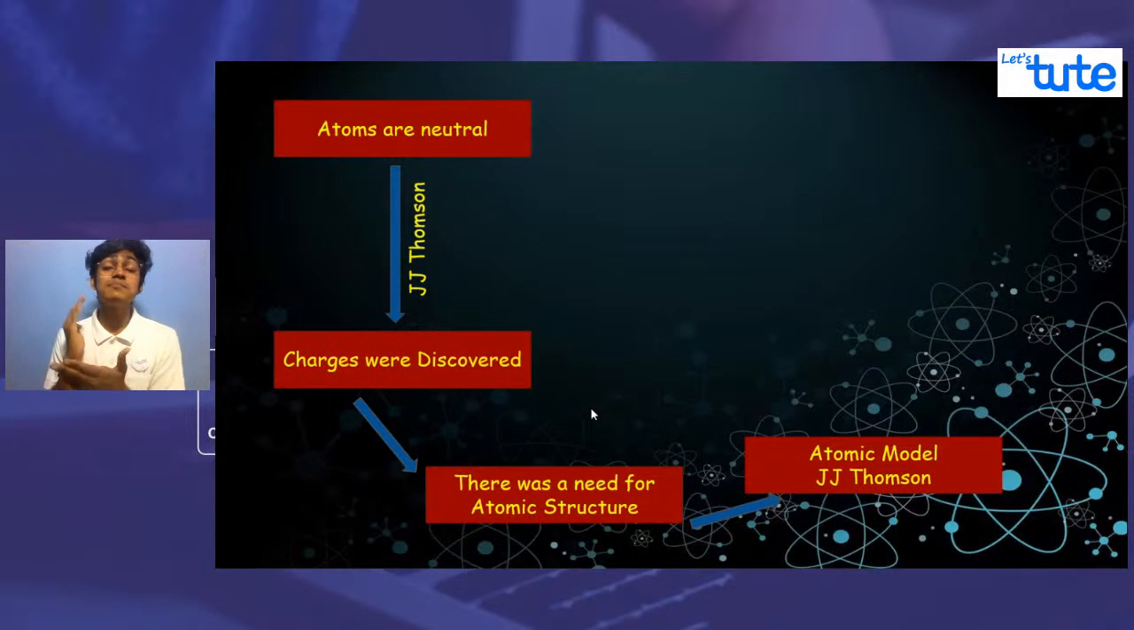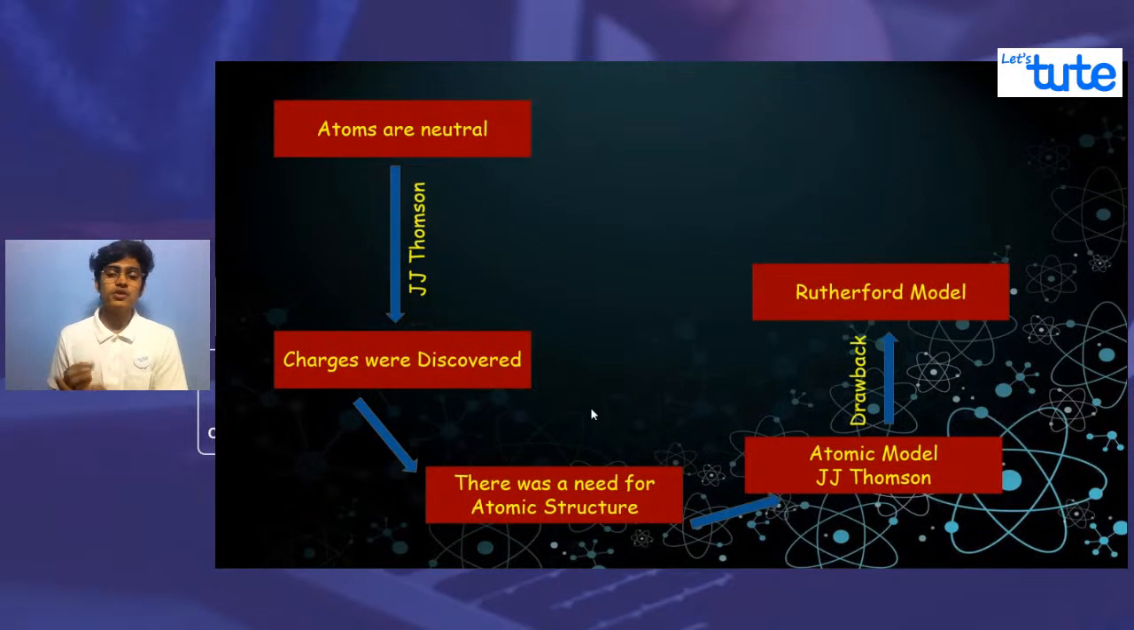But there were some scientists who performed some experiments and their results were something different. J.J. Thomson's atomic model wasn't able to explain their results. So Rutherford was the one to perform an experiment, the scattering experiment, the alpha particle scattering experiment.